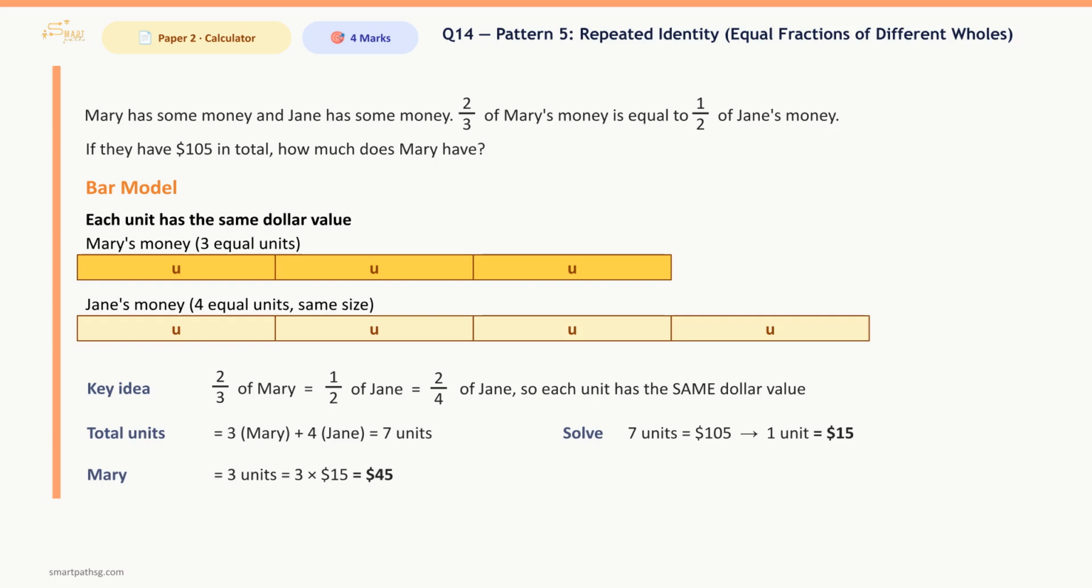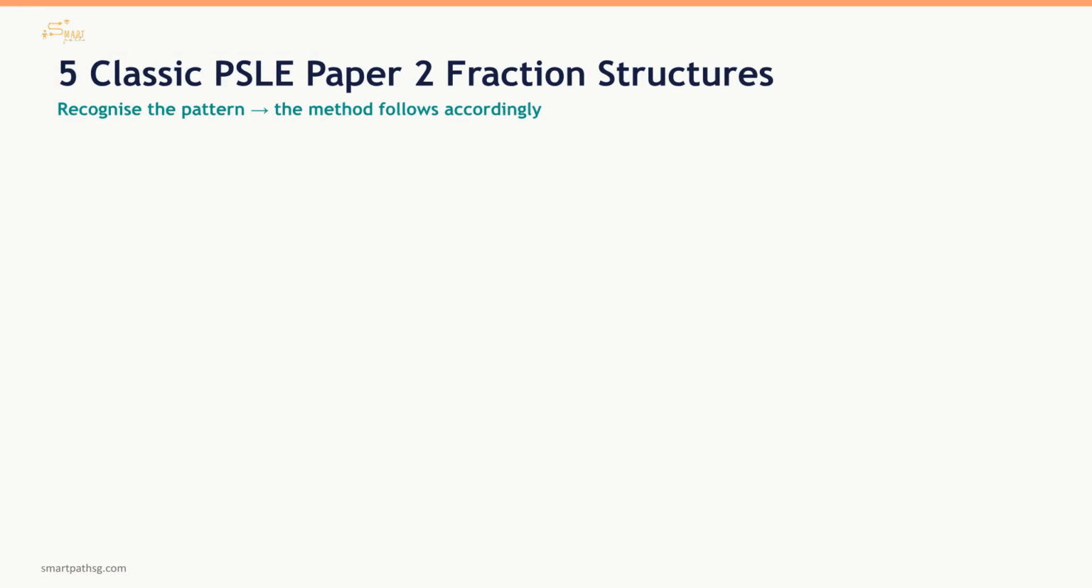To recap, when you see a fraction of A equals a fraction of B, the first step is to make the numerators equal. Once the numerators are the same, the ratio of the total wholes is determined directly by the denominators. Let's quickly review the 5 classic fraction question patterns we just went over. Learn to recognize the pattern, then apply the appropriate method accordingly.